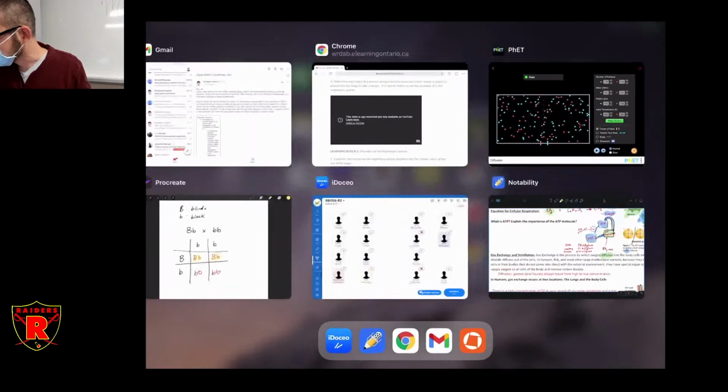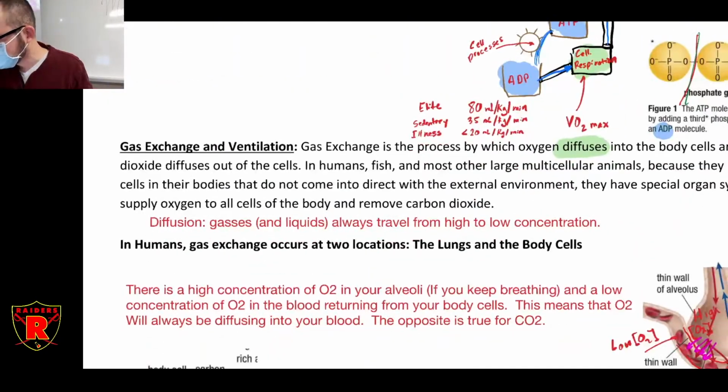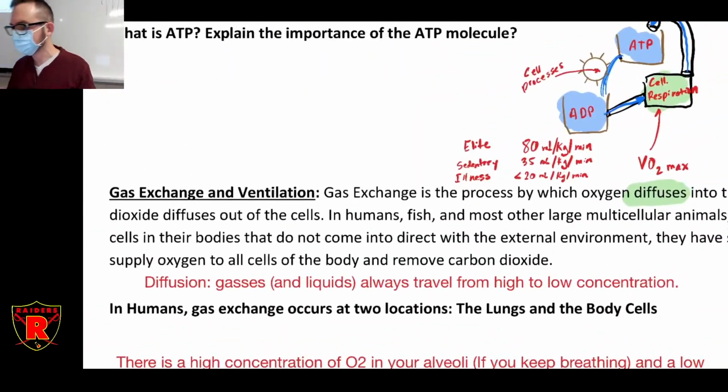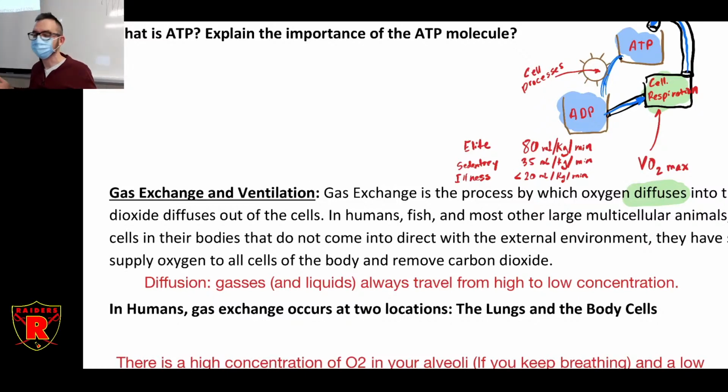All right, so let's talk about the implications of this. So again, diffusion, a good definition to know here: gases and liquids, so this is all fluids, always travel from high to low concentration, always. This principle, the principle of diffusion, is probably responsible for, I would say, the majority of biological processes in your body.